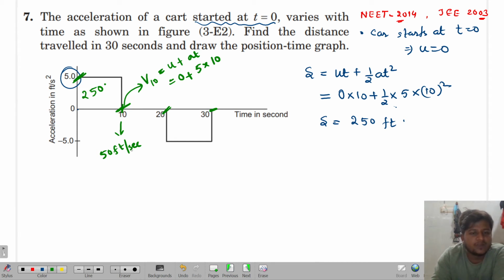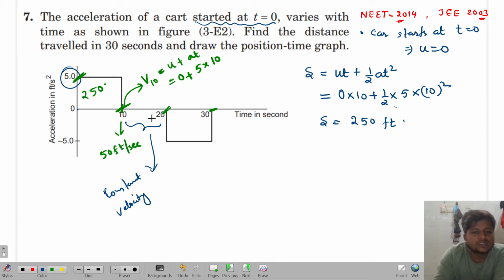With this 50 feet per second, you know that since acceleration is zero, what will happen? The particle will start traveling with constant velocity, or not. So from 10 to 20 seconds, the particle will have which kind of velocity? Constant velocity. Okay.